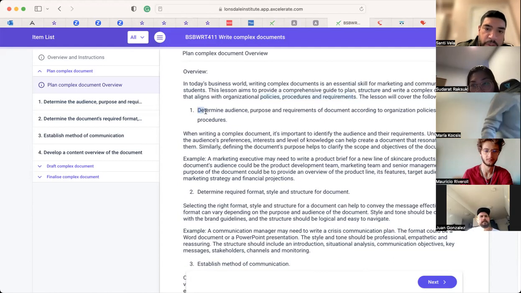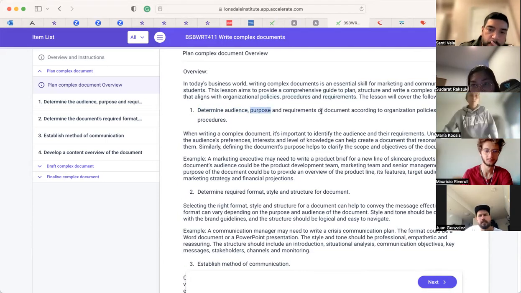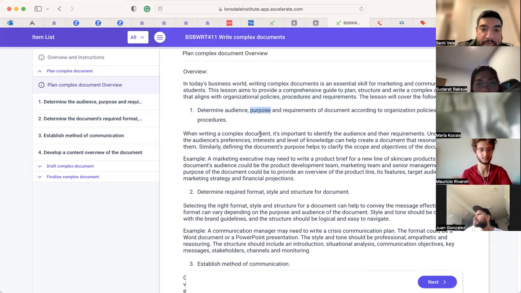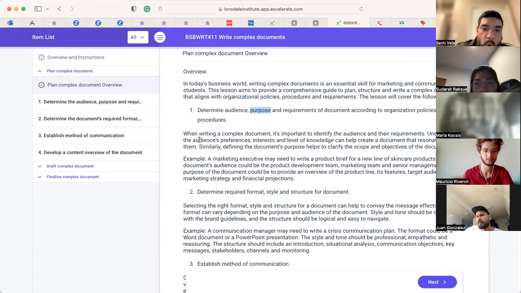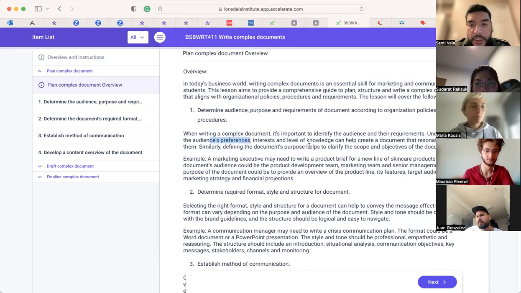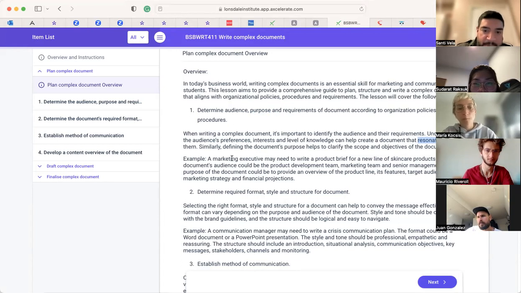So what topics will we be covering in this lesson? First of all, we need to determine the audience. We need to find out what is the purpose, the objective. What are the requirements of the document? Now we say, when writing a complex document, it is important to identify the audience and the requirements. Understanding the audience preferences, interest and level of knowledge can help create a document that resonates. Is that word clear to you guys? We need the documents to resonate with people. The tone should resonate with people that belong to that audience. Similarly, defining the document's purpose, the objective, convince, influence, inform, communicate the product's benefits, as Sudarat said, well done. So similarly, defining the document's purpose helps to clarify the scope and objectives of it.